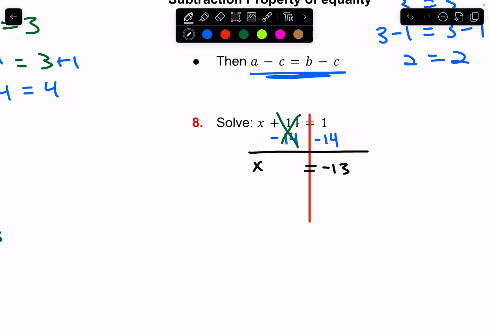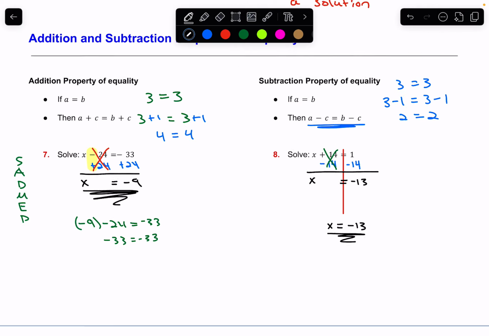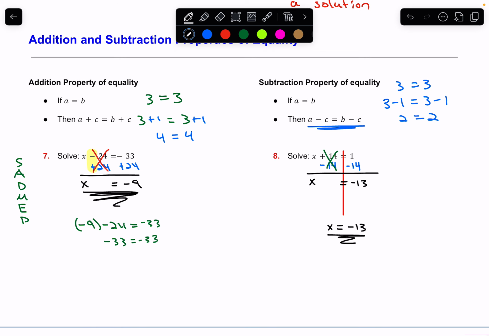Okay, so my solution here, I can now write it below, nice and clean. X equals negative 13. If I plug negative 13 in for x, I'll get negative 13 plus 14 equals 1, which again is a true statement, so I know I did it correctly. So I always encourage you on all of your tests and all of your homeworks to check. Is negative 13 plus 14 equal to 1? Add them together, and hey, look at that. It is, which means we did it right.